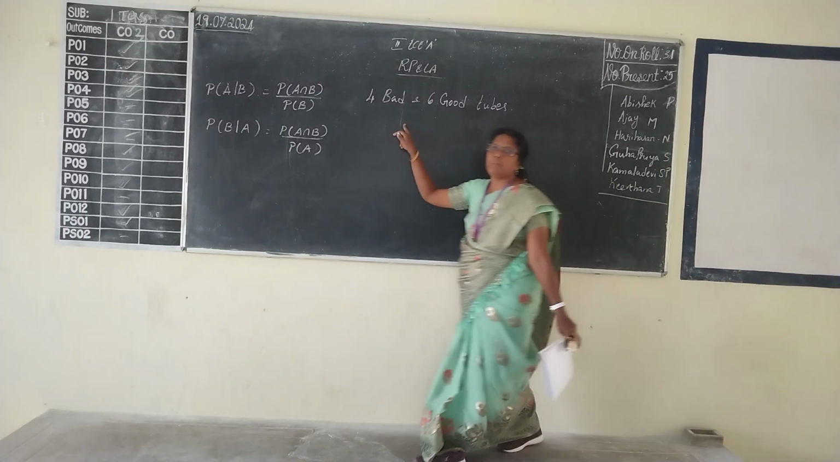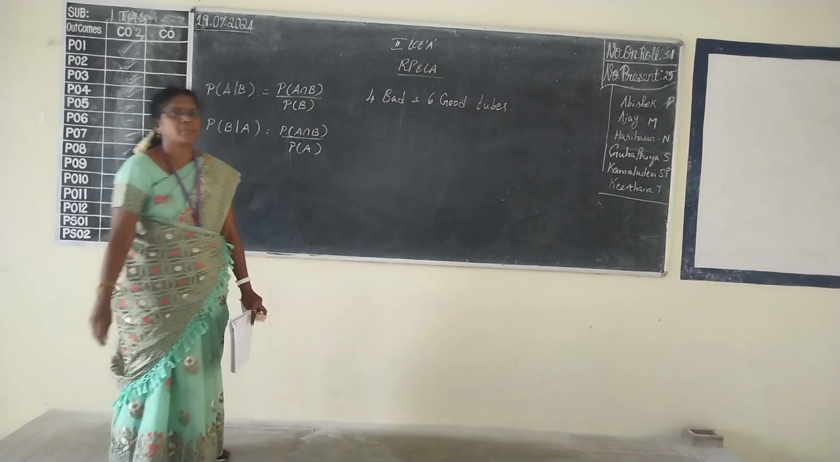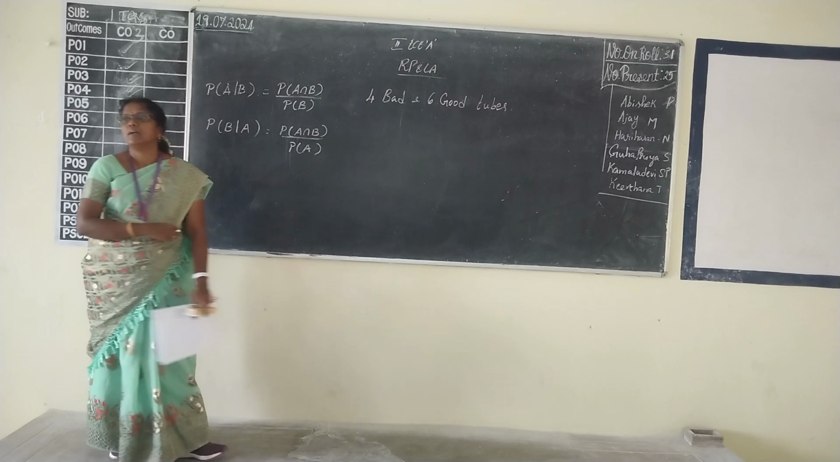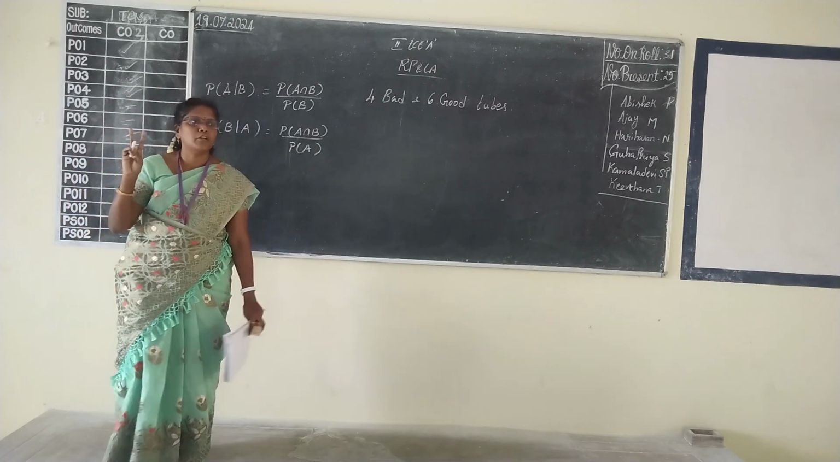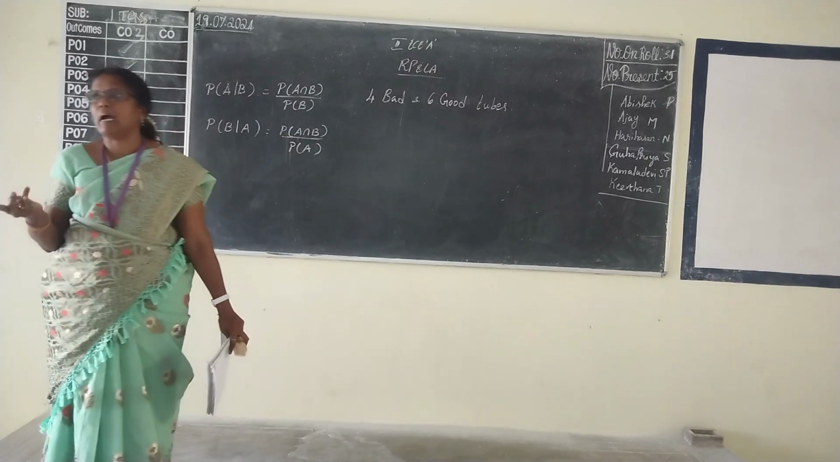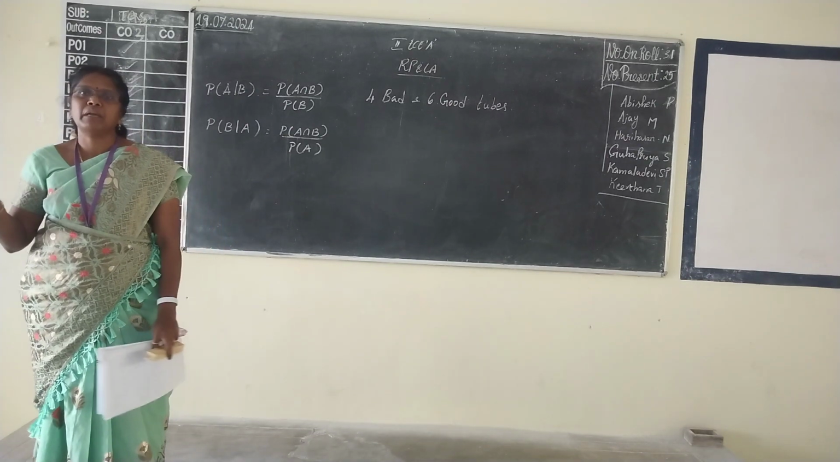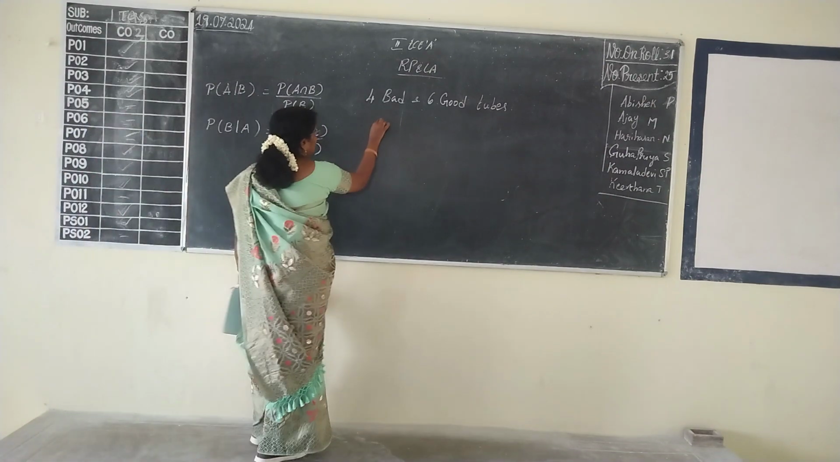Out of that you are going to pick only 2 tubes. How many ways can it be done? 10C2. Totally there are 10 tubes. Out of that you are going to pick 2 tubes. It may be both good or both bad, or one good and one bad. We don't know which is going to come out. So how many ways can it be done?